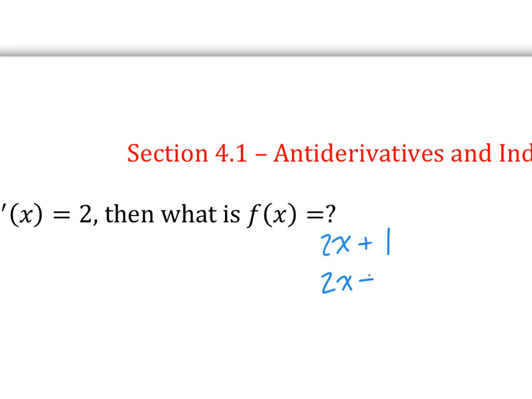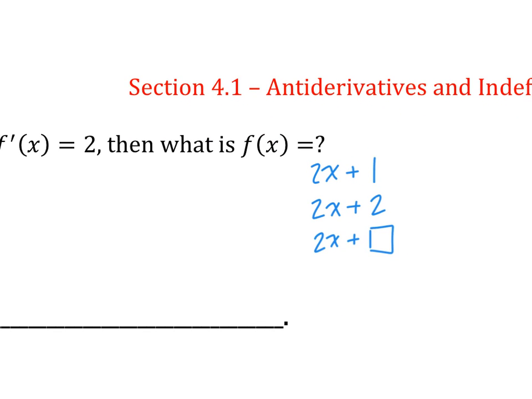Can I also have 2x plus 2? Yes. So I can basically say that I just add anything I want here, right? When I take the derivative, that constant goes away. Okay, so the antiderivative or the integral is actually 2x plus c, saying that c is just some kind of constant because that constant goes away.